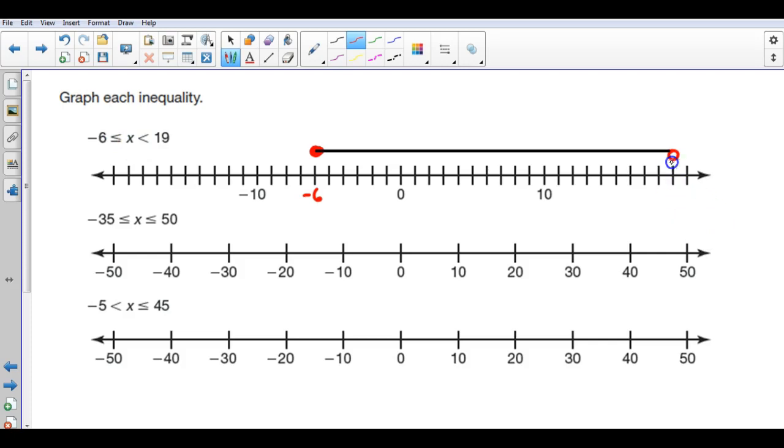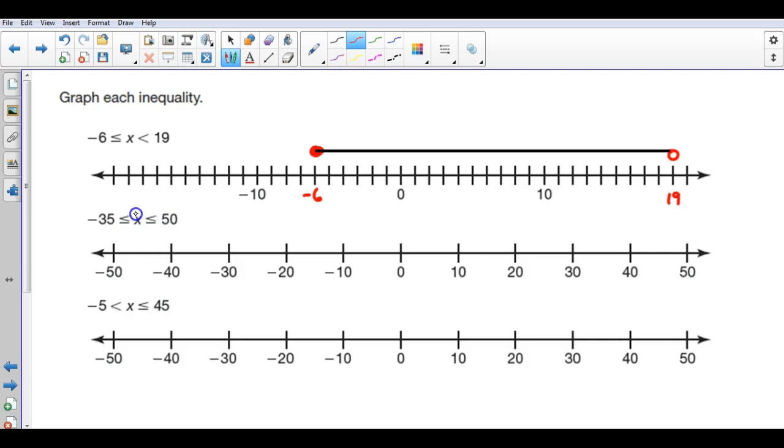And that's because of the or equal to part. And I should probably be really picky about this and put the 19 down here too, just to indicate where the -6 and 19 are. I'll do that in this next example. -35 is less than or equal to x, which is less than or equal to 15.